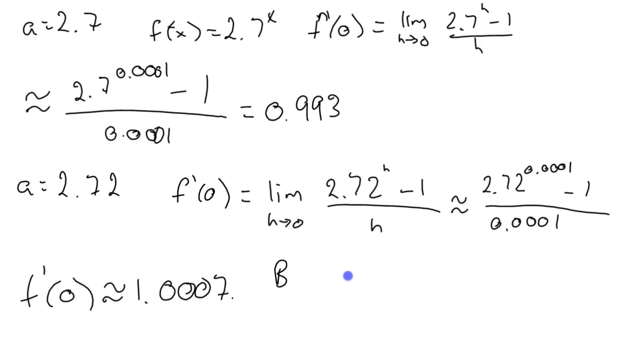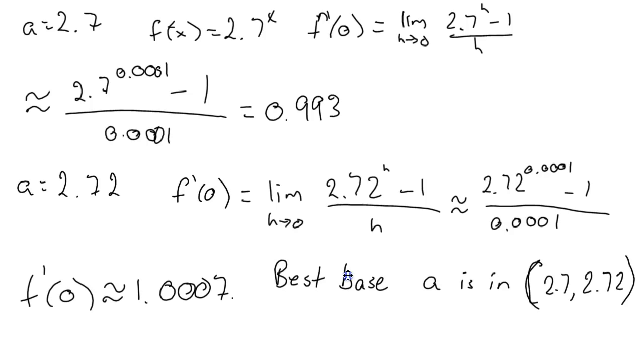So the best base, a, is somewhere in the open interval between 2.7 and 2.72. Now it turns out there is exactly a number that satisfies this, that if f of x equals a to the x for that a, then the derivative at 0 is exactly 1. It's between 2.7 and 2.72. This number is very special. We call it e. Okay?